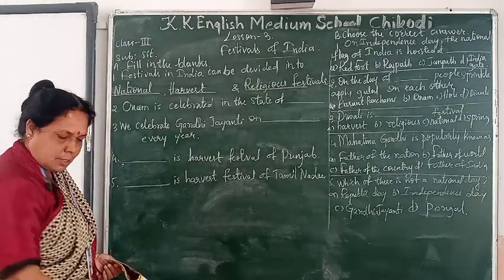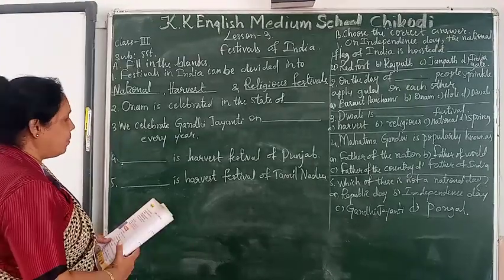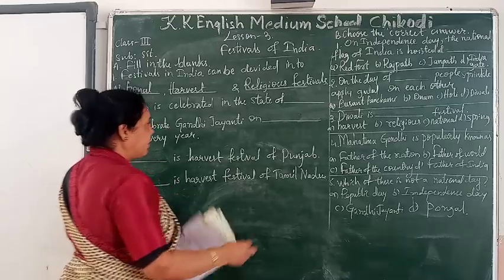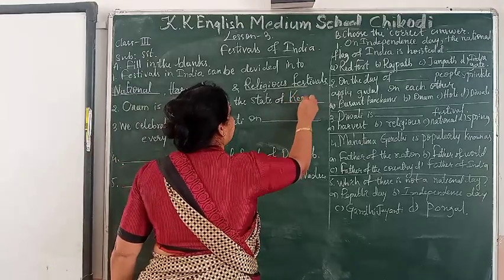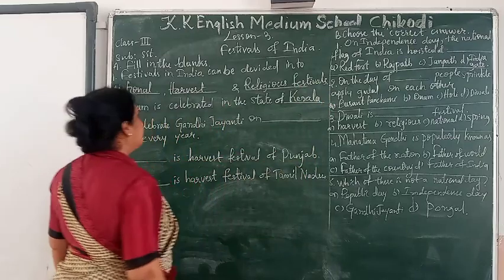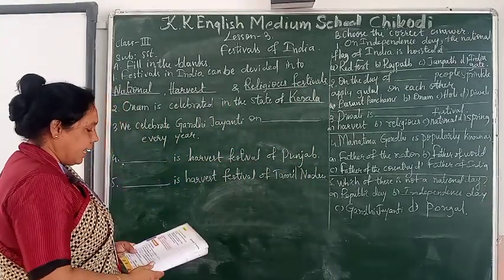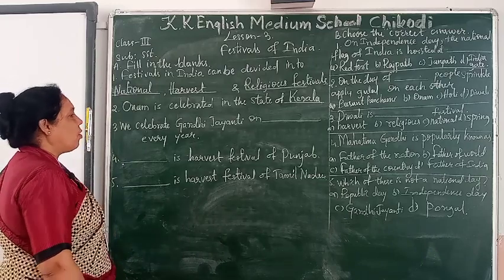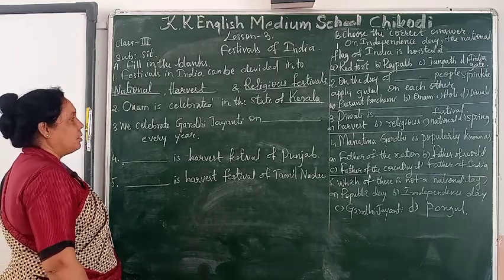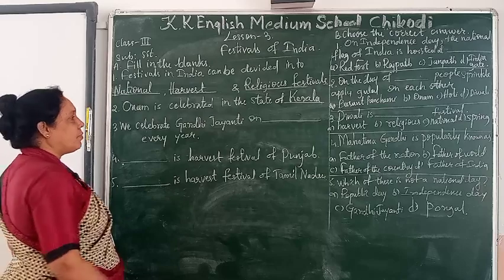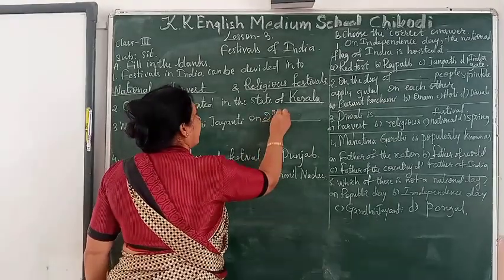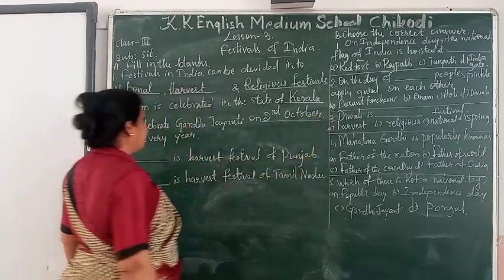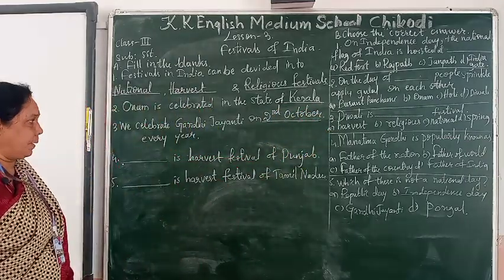Now dear students, the second one: Onam is celebrated in the state of, in which state is Onam celebrated? Kerala. Onam is celebrated in the state of Kerala. Next, we celebrate Gandhi Jayanti every year. On which day do we celebrate Gandhi Jayanti? On 2nd October every year we celebrate Gandhi Jayanti.